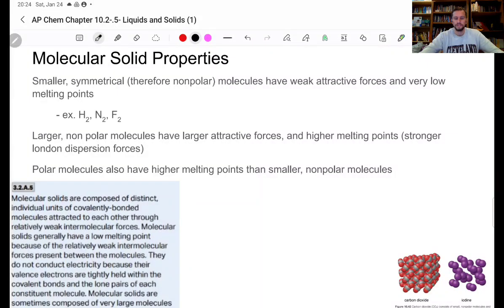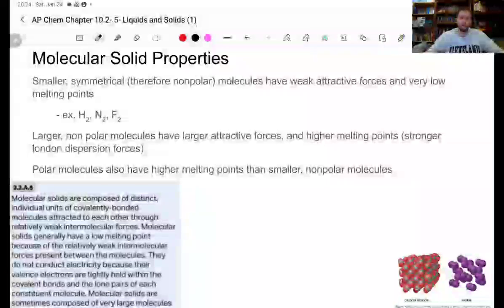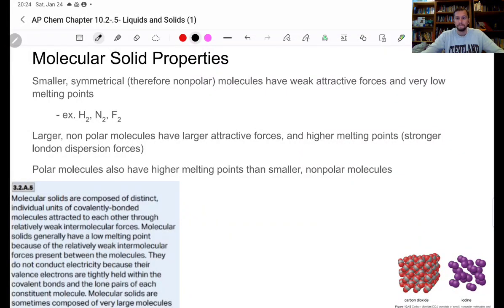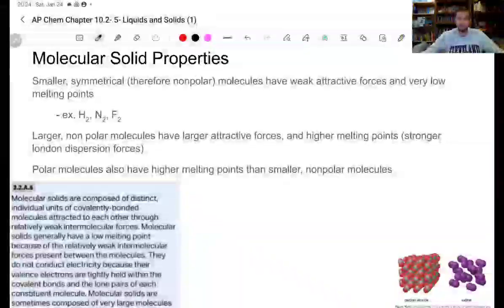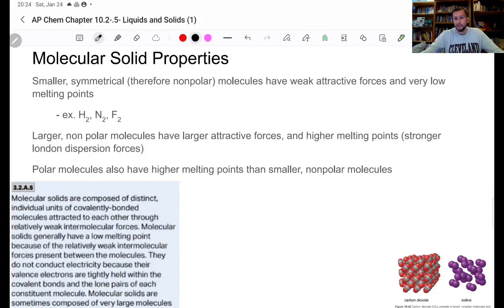Molecular solid properties. Larger nonpolar molecules have larger attractive forces and higher melting points because of stronger dispersion forces. Water has hydrogen bonding, which means that it's a higher melting point than hydrogen, nitrogen, and fluorine. And even more than that, if you have something like butter or another fat that is a solid at room temperature, those are long carbon chains. So even though they, quote unquote, only have LDF forces, those LDF forces are really strong, and so they can potentially have a higher melting point than even water.